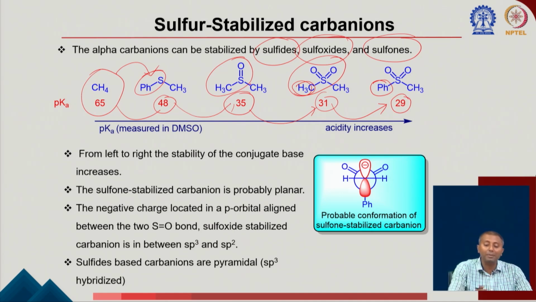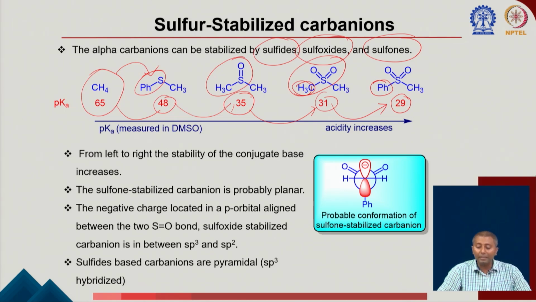Because of the increased stabilization going from the sulfide to sulfoxide to sulfone, the negative charge is getting more stabilized, and the pKa is getting lower. If you remember, when we talk about acidity, we always say that if the proton is more acidic, that means the corresponding conjugate base must be more stable. We are going to discuss again why these are more stable. We are going to come back to that also.